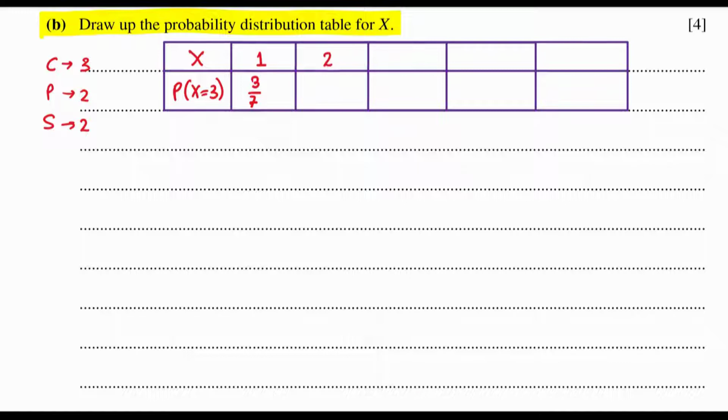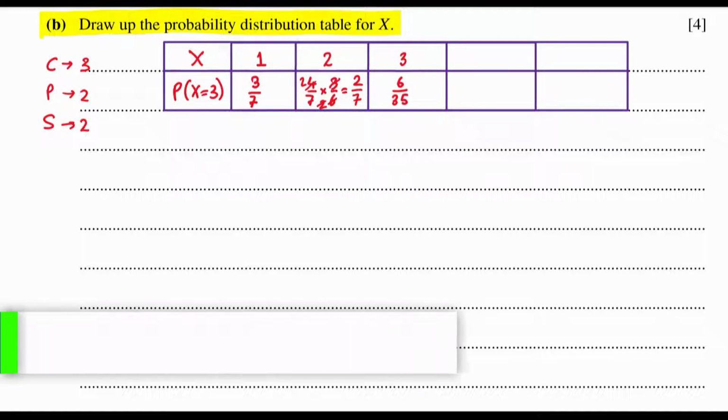2 means the second one is a tin of carrot, so the first one was not a tin of carrot and the second one is the tin of carrot. You can see 3 2 2 2, so we got 2/7. And if it is 3, the third tin is the tin of carrot, so the first ones are not. Anyway, we have calculated it was 6/35.